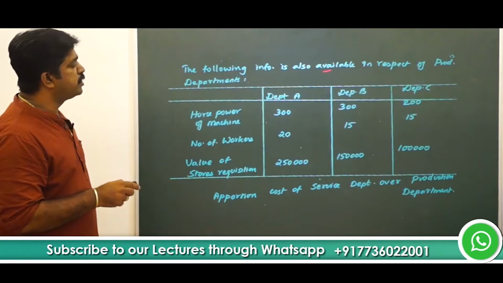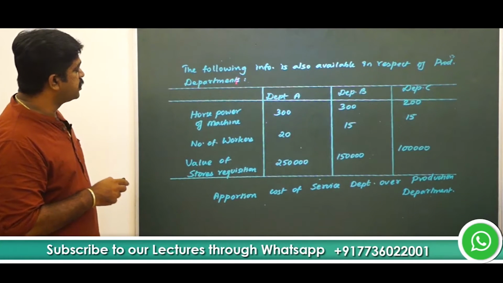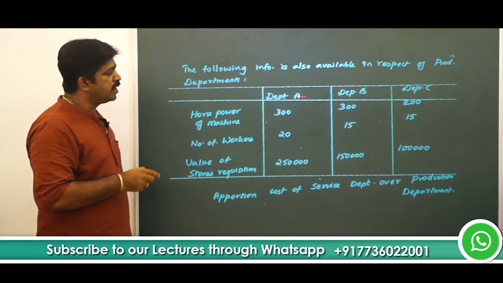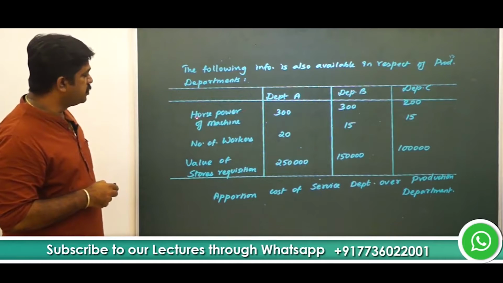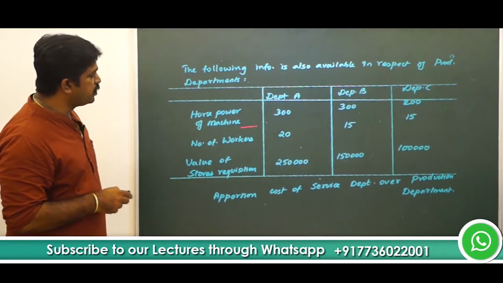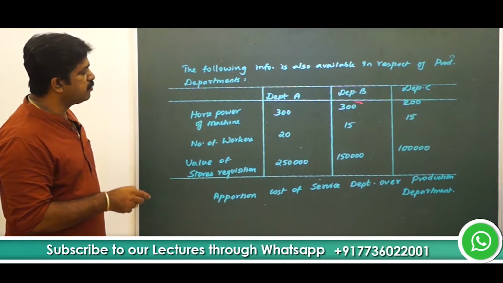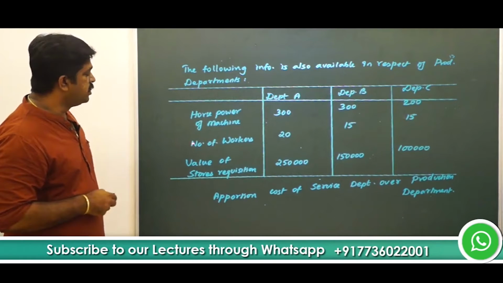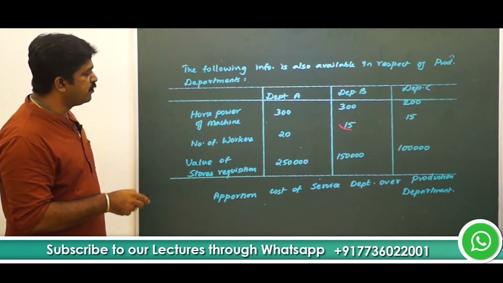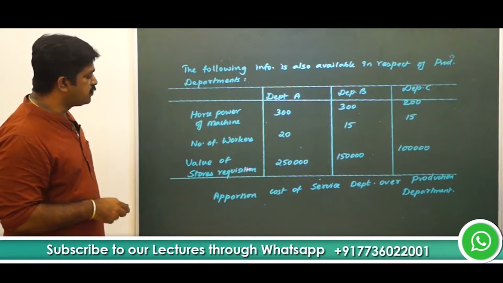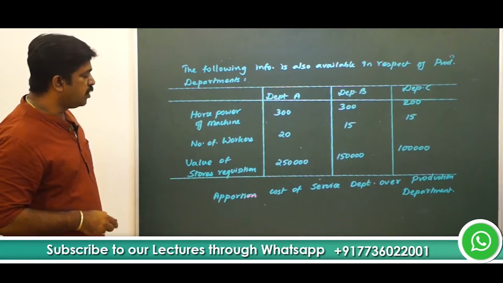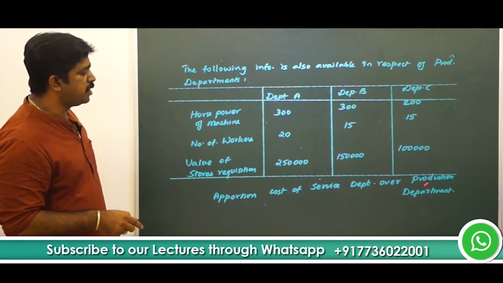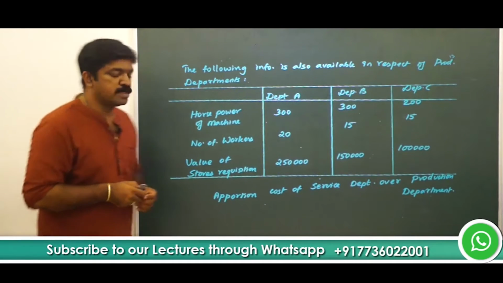The following information is also available in respect of the production departments. So we have 3 production departments, that is A, B, C. Horsepower of machine: department A 300, B 300, C 200. Number of workers: 20, 15, 15. Value of stores requisition: 2,50,000, 1,50,000, 1 lakh. You have to apportion the cost of service departments over the production departments.